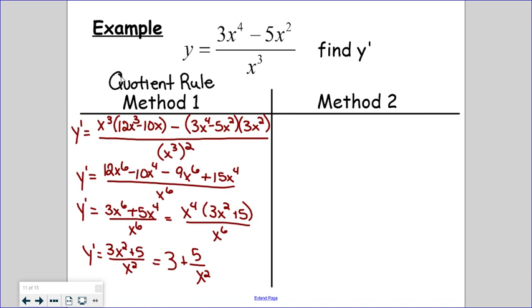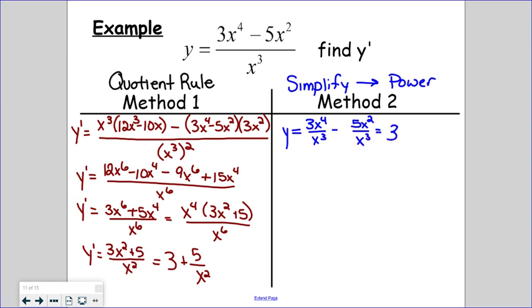Rewrite each of those terms over the x cubed. So I'm not taking the derivative yet, but I'm going to simplify. And then I'm going to just follow my power rule once I get it written more as a polynomial instead of as a quotient. So if I were to put each of those over x cubed, 3x to the 4th over x cubed minus 5x squared over x cubed, we can see that our function would simplify down to, but my x's would cross off there. I'd be left with 3x and 5 over x.